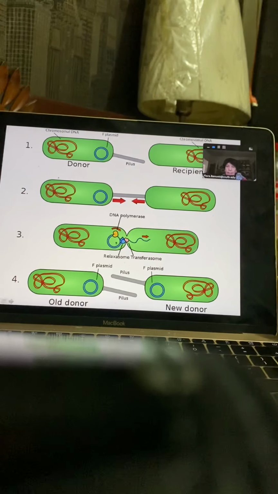Then the plasmid, by a process that I'm going to explain in a moment, is moved to the recipient cell. So it goes from a donor to a recipient. The recipient does not have this plasmid, so the plasmid is transferred. At the end, the recipient becomes a new donor. This is the process of conjugation, and we'll study it in more detail.